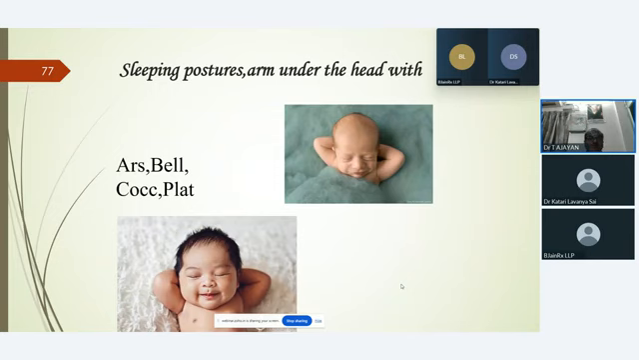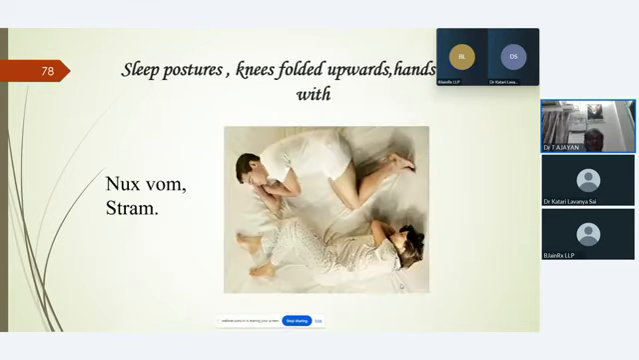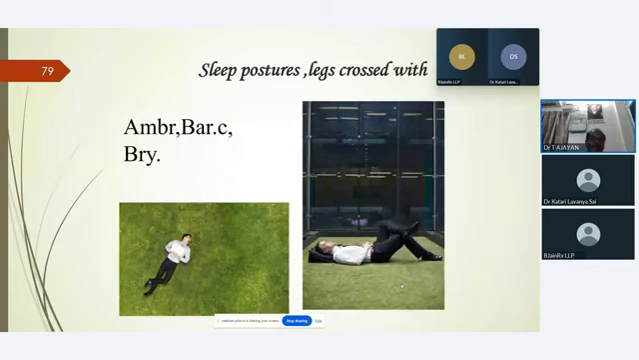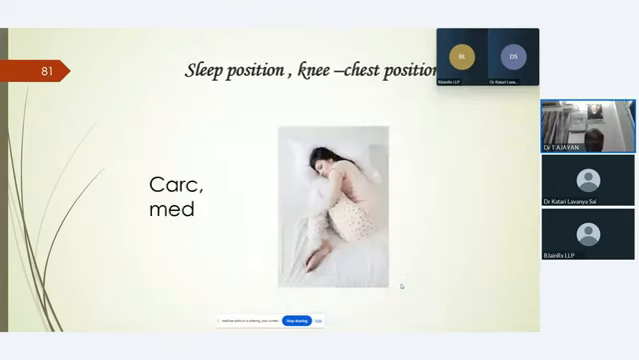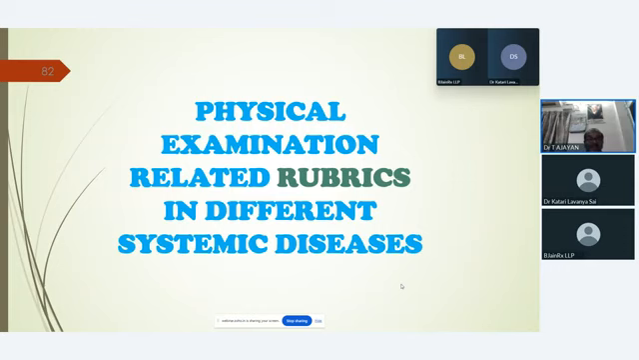under the head, with Belladonna, Cochlearia, Platina, these are a few drugs. Then sleep posture forwards, hands with Nux vomica and Stramonium. Then sleep posture leg crossed while lying, Ambra grisea, Baryta carb, and Bryonia. Look, the sleep posture side curling up, Hyoscyamus, Lac caninum, Nux vomica. Then another, in ladies almost, sleep position, Carcinosin, Medorrhinum, Natrum muriaticum.